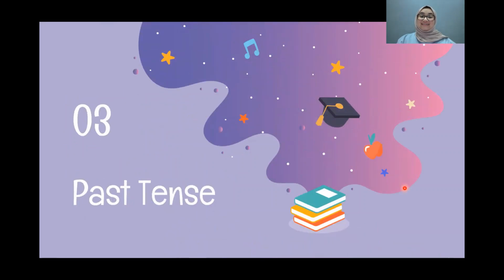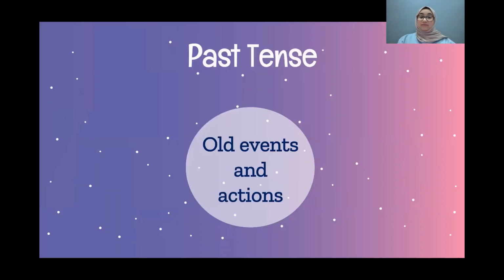Okay, we are at number 3, the last part of our lesson today. And we're talking about the past tense. As we said in the previous lesson, past means old. And I usually tell my students to repeat this. Past is old, past is old, past is old. When you repeat this, it actually sinks in your head. So, as we said, past tense, you use it to talk about old events and actions.